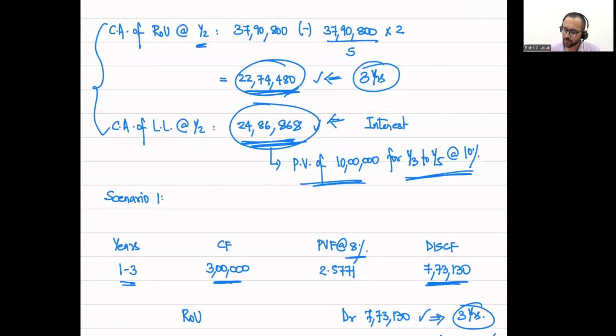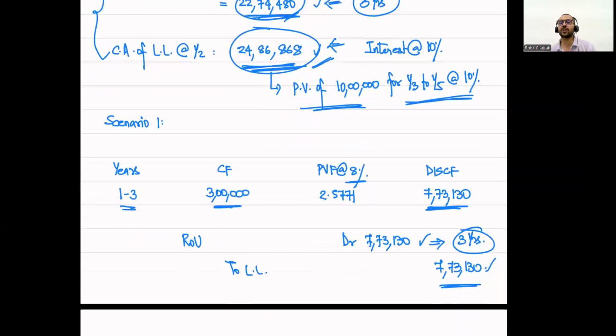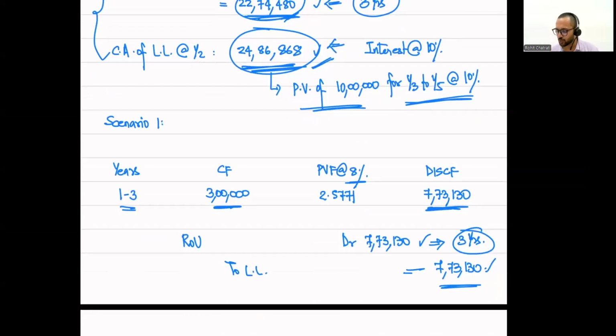For calculating interest, on the 24,86,000, we would calculate interest at 10 percent. All right. Reason being, we did not actually make any change to this lease liability. The lease liability continues at 24,86,000. Therefore, interest will continue to be recognized at 10 percent on the old lease liability, but on the new lease liability, interest will be calculated at 8 percent, because the 773 was calculated by discounting it at 8 percent.